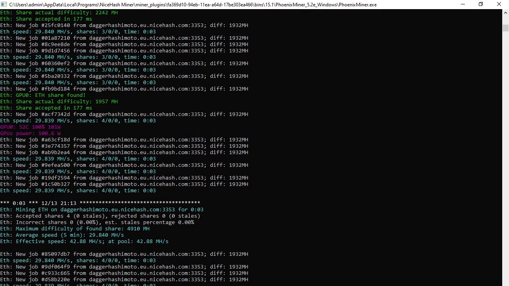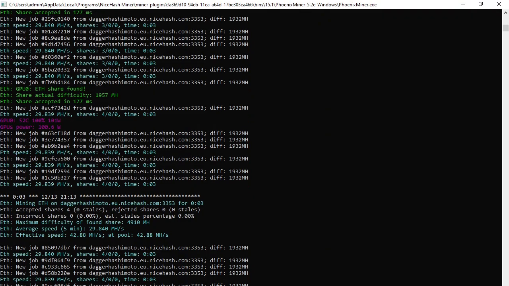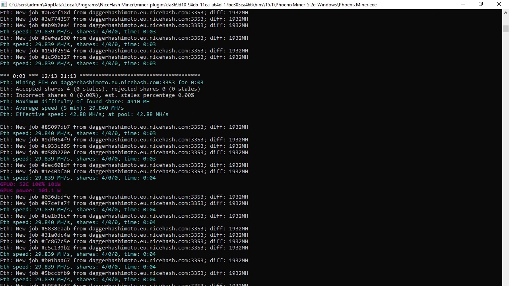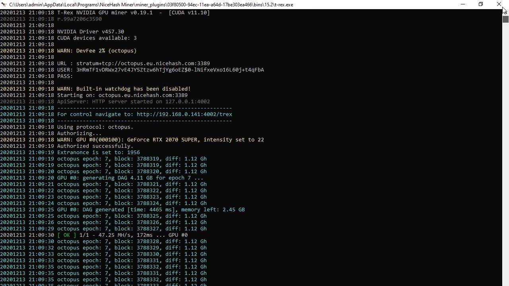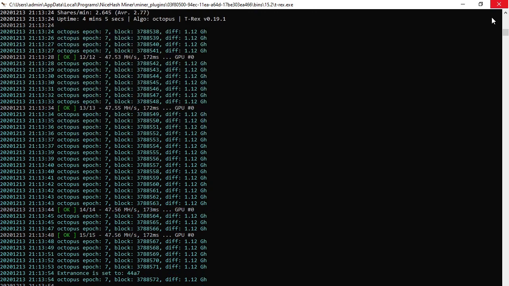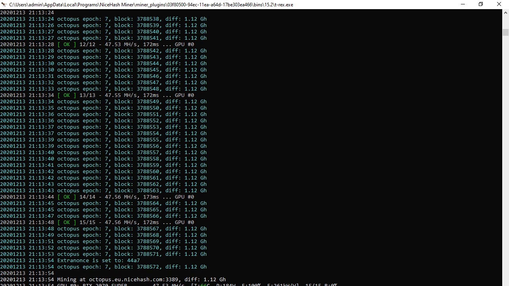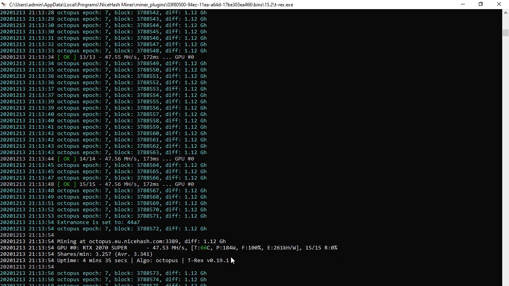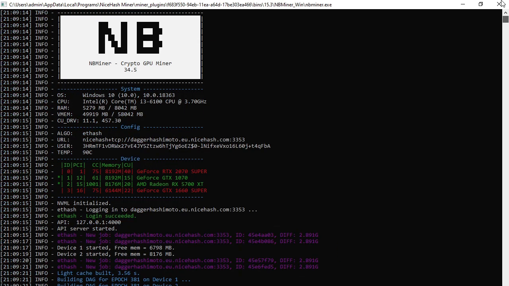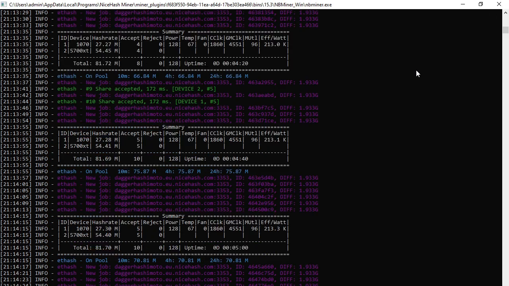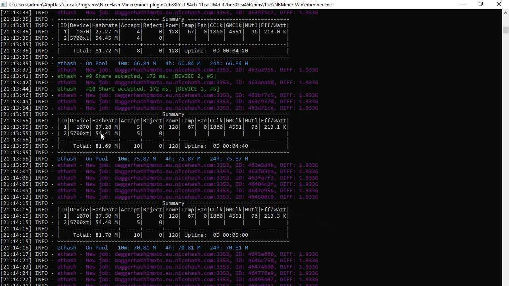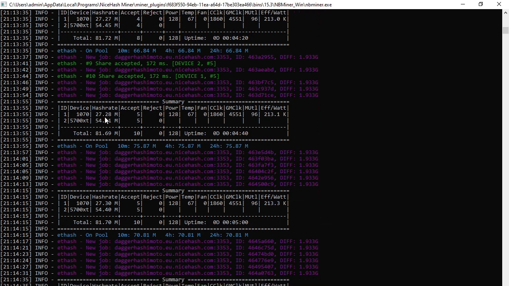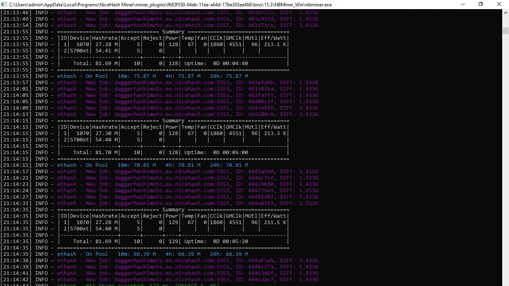The GTX 1660 Super is running at 101 watts and mining at 29.8 megahash per second. We've got the RTX 2070 Super mining the Octopus algorithm at 47.5 megahash. It's using about 184 watts. We've got both the GTX 1070 and RX 5700 XT mining on NBMiner. The 1070 is running at 27 megahash. The 5700 XT is running at 54 megahash.